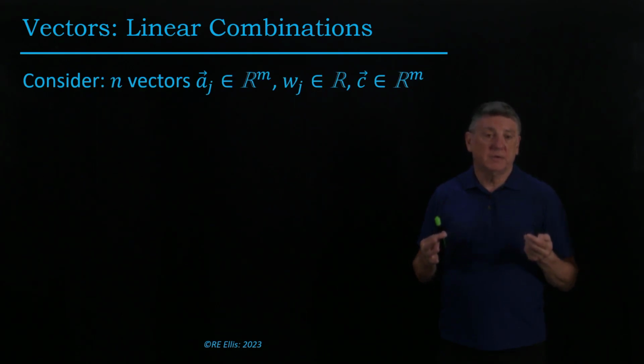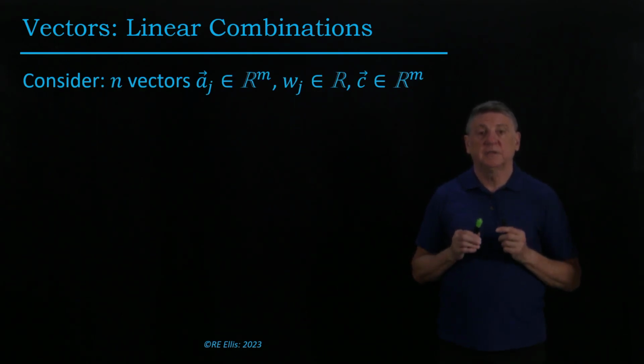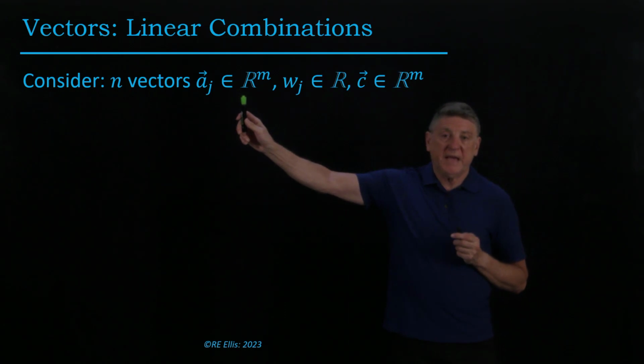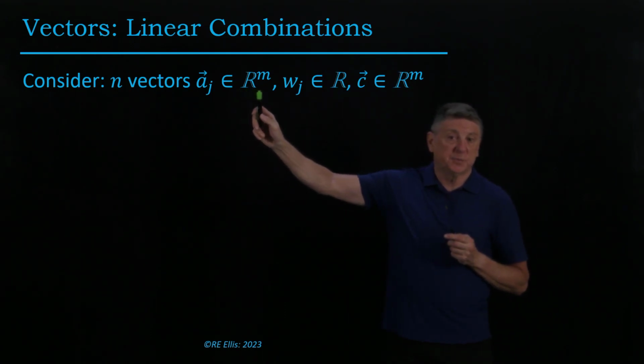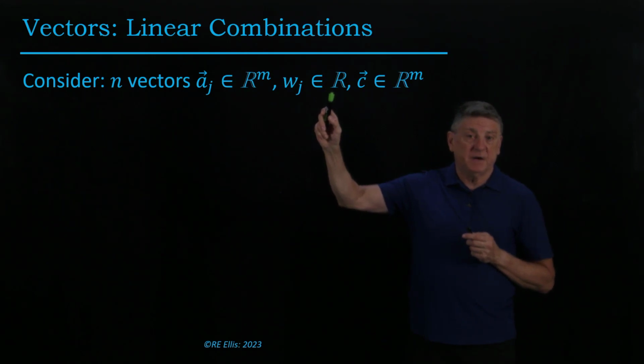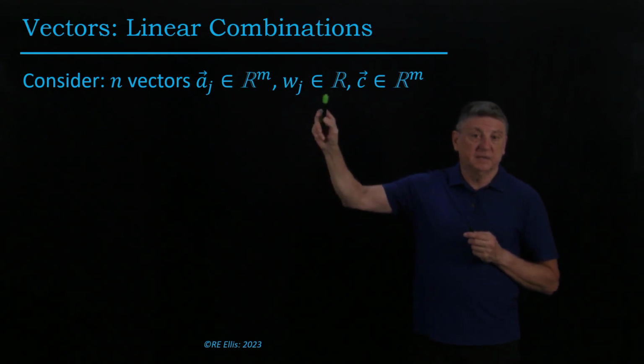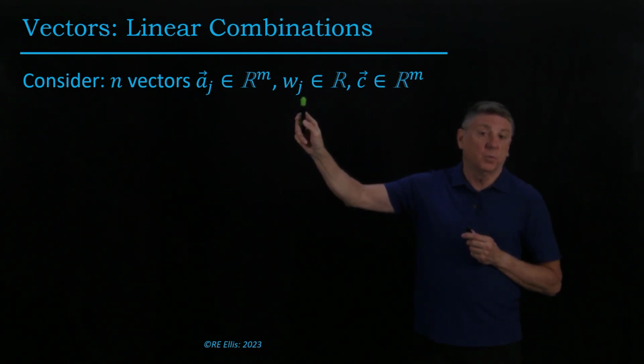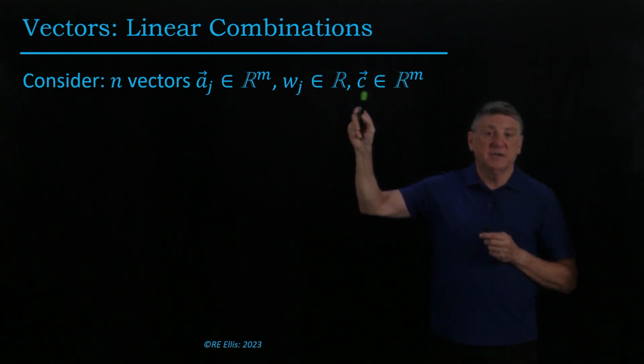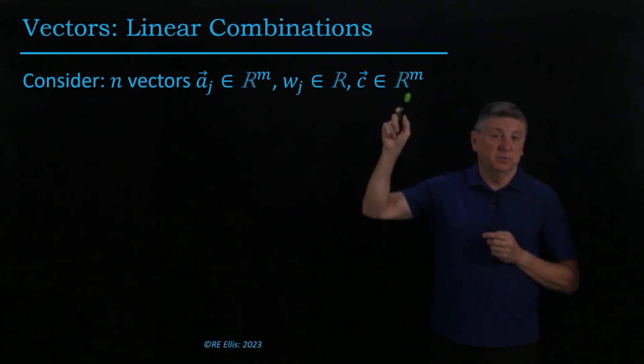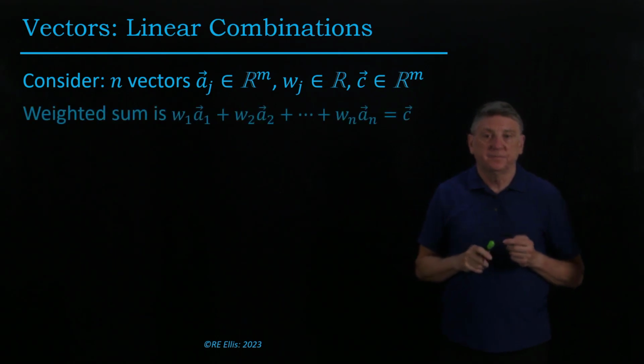A linear combination is an important concept in linear algebra. Suppose that we have n vectors and each one of them has m real numbers. Suppose that we have m of these scalar values, we'll call them the weights, and suppose that there's another vector that also has m real entries.